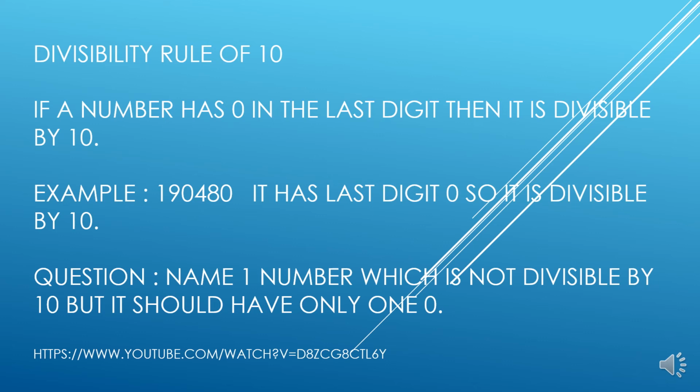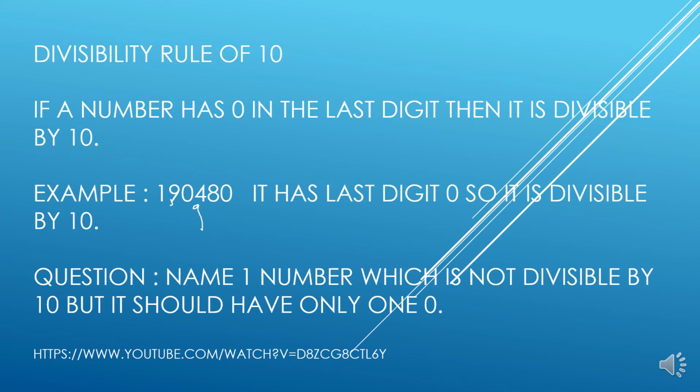For example, I forgot to put commas. 1,90,480. It has 0 in the last digit, meaning in the ones place, so it is divisible by 10. Question again: name one number which is not divisible by 10, but it should have 0.